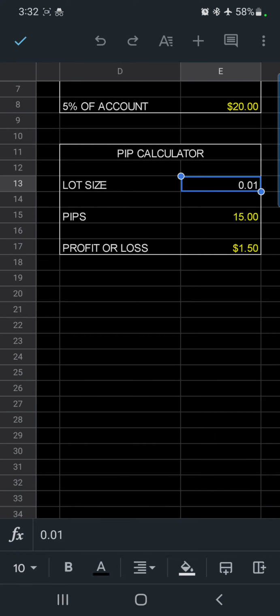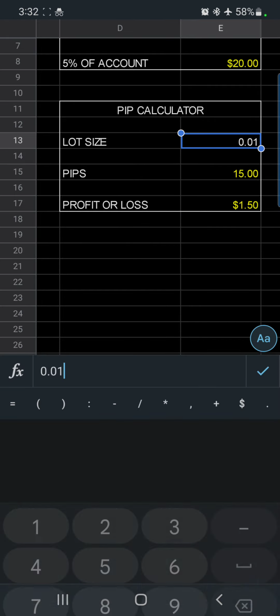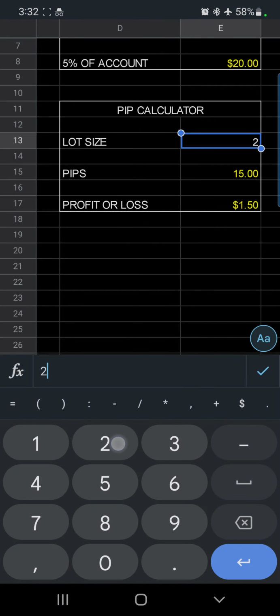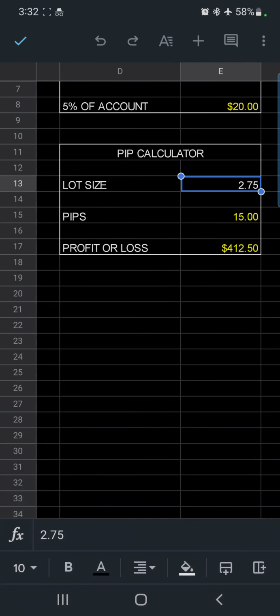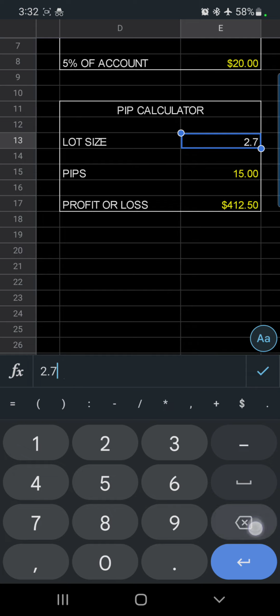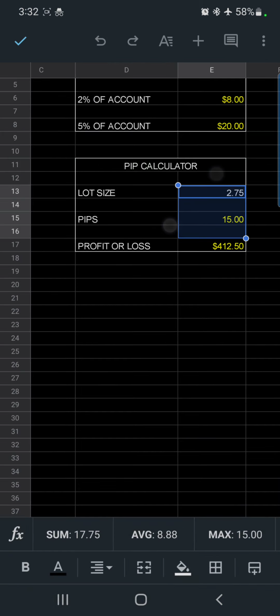I'm risking 15 pips, or I'm looking to gain 15 pips. How much money is 15 pips at a 0.01 lot size? Hey, now I know. $1.50. What about 2.75? 15 pips? Oh, wow, $412. So you have this separate standalone calculator for your disposal.